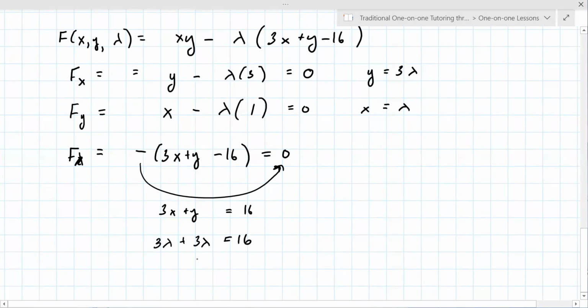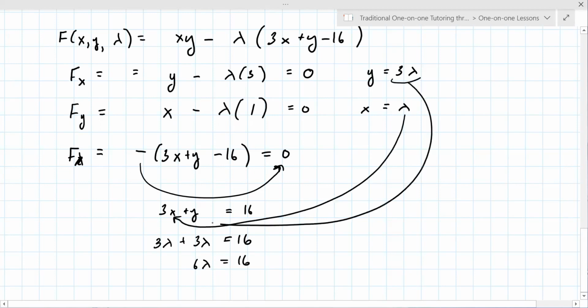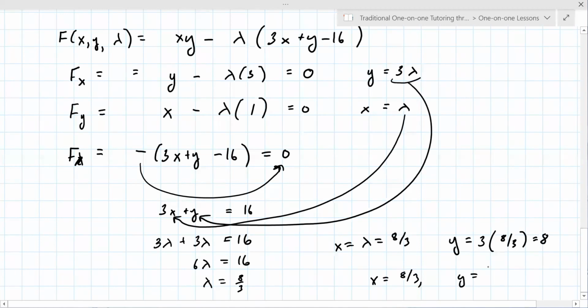Okay. So you get 6 lambda equals 16. You just substitute this in. Let me just show that there and then show this in case you look later. And then you got lambda equals 8/3. Okay, so that's great. x equals lambda, which equals 8/3. And then y equals 3 times 8/3, which is 8. So you have x equals 8/3, y equals 8.